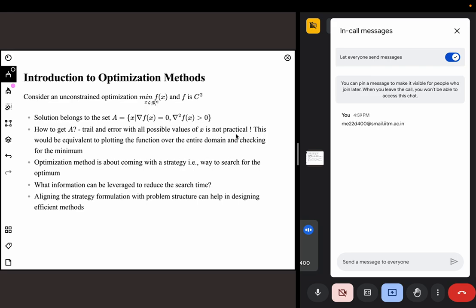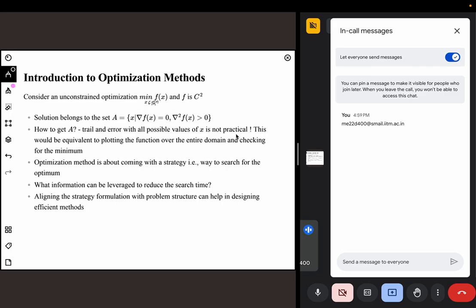The solution will belong to this particular set, which is something that we already know. But the problem now is, how do we find the values of x in this set? We cannot search through all the possible values of x, remember what the values of f are, and then find the minimum of them. We reduce that to finding the gradient and Laplacian and checking whether these conditions are satisfied. If they are satisfied, then at those points we will find the minimum value.